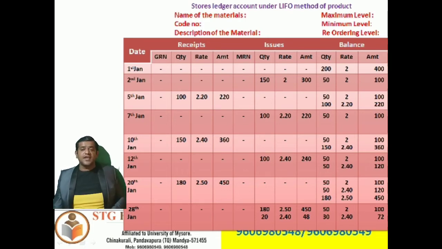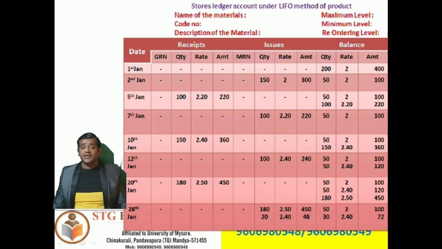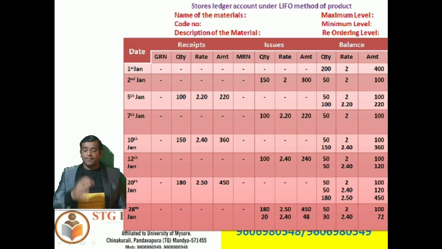7th January, there is an issue. Clear? Since I have to issue from the bottom side, in the 5th January entry, the bottom item is 100 units. Clear? So on 7th January, 100 units has been issued, 100 at rupees 2.20. So that comes to 220 rupees. The balance is the same, 50 at rupees 2 per unit, so 100 rupees.